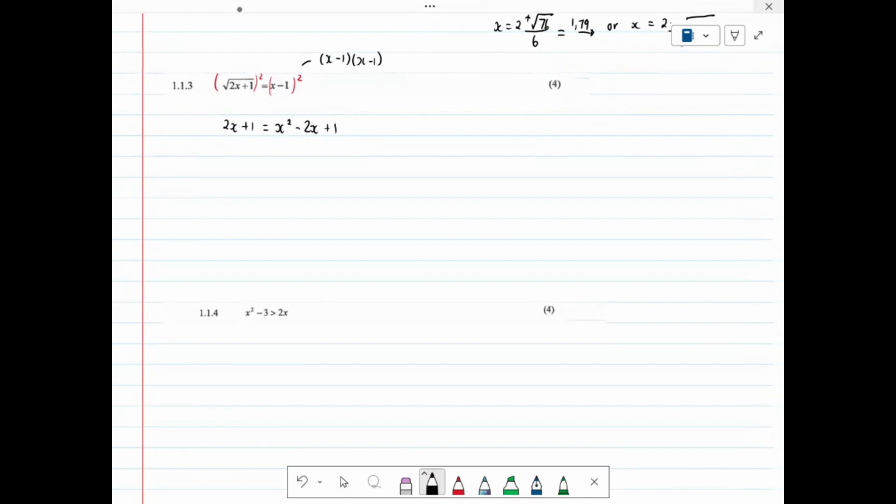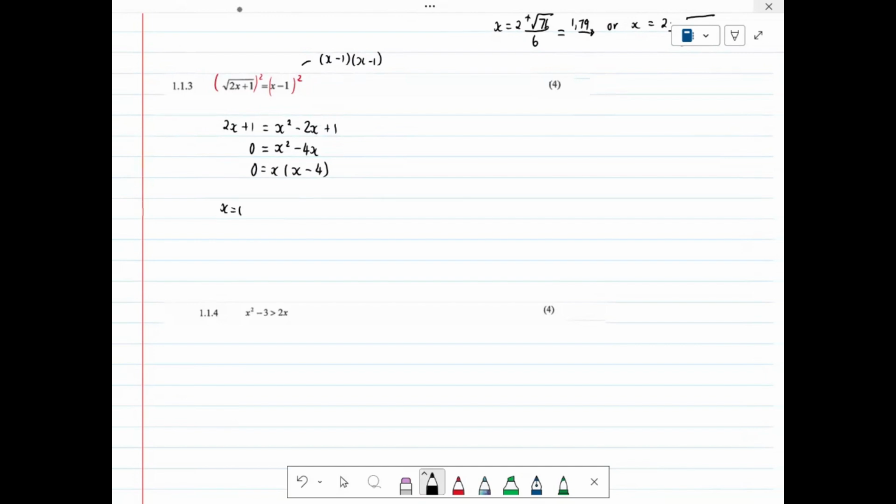Now this goes into a quadratic equation, which we can solve by equating one side to 0. So 2x minus that 2x is minus 4x, and 1 minus that 1 makes 0. We have a quadratic equation, and the best way to solve it is to factorize. They have a common x. Taking out the common x, you get that the factors are x and x minus 4.